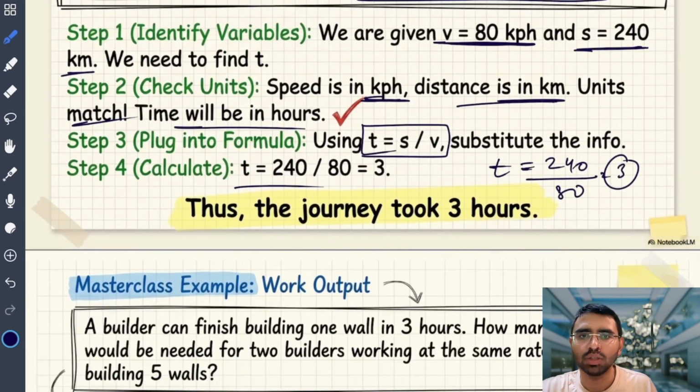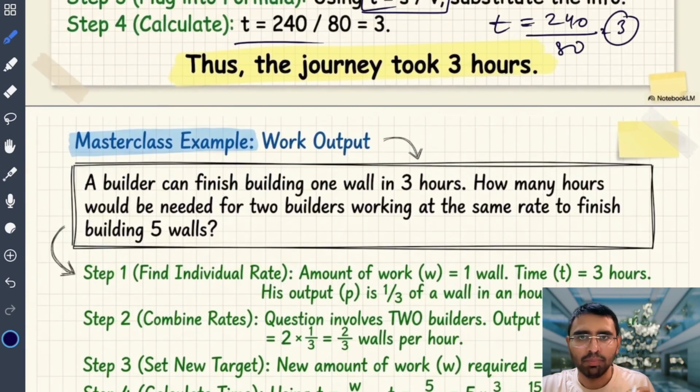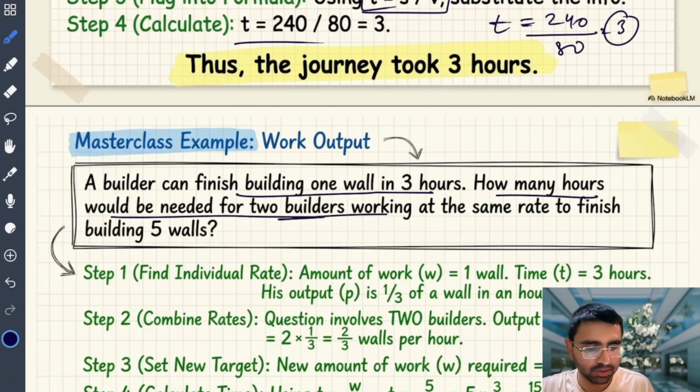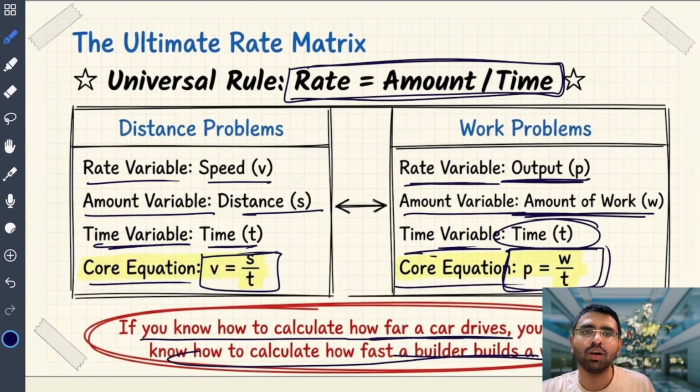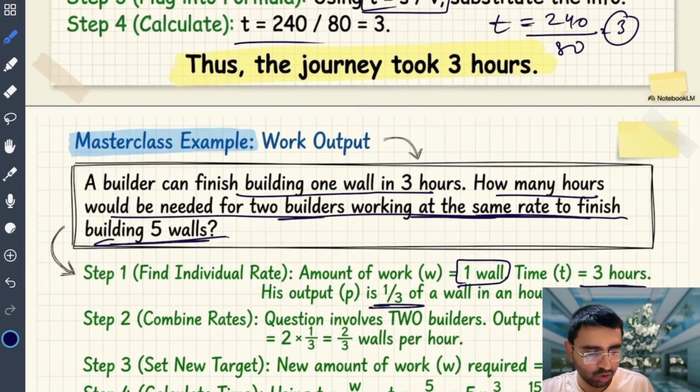Okay, simple question. Next, a builder can finish building one wall in 3 hours. How many hours would be needed for two builders working at the same rate to finish building 5 walls? Now we first have to find the individual rate. The amount of work W is one wall, and the time taken to build one wall is 3 hours. The output formula was W by T, work upon time. So output will be 1/3 of a wall in an hour.